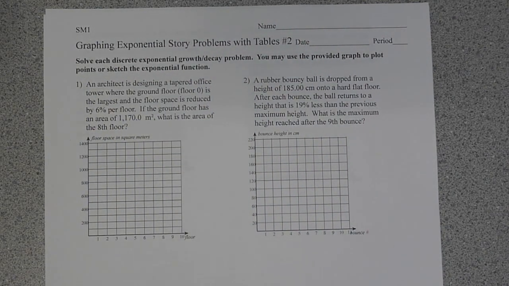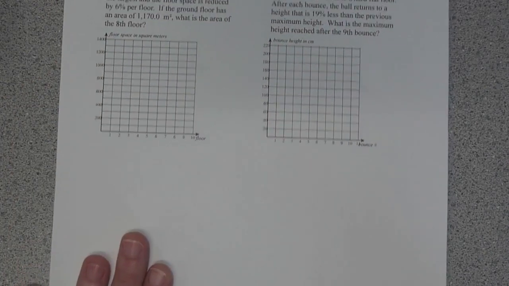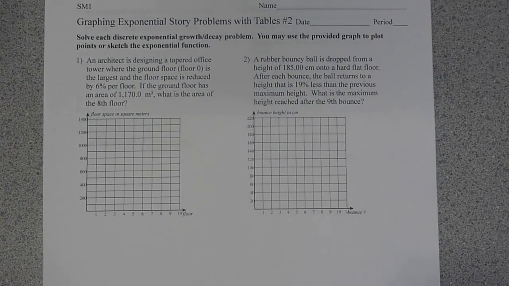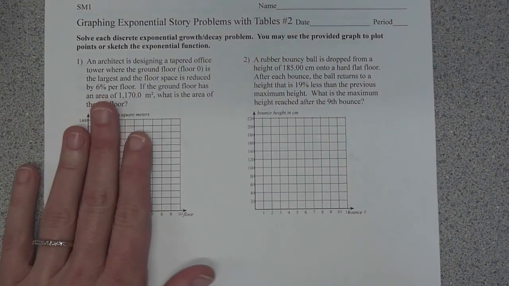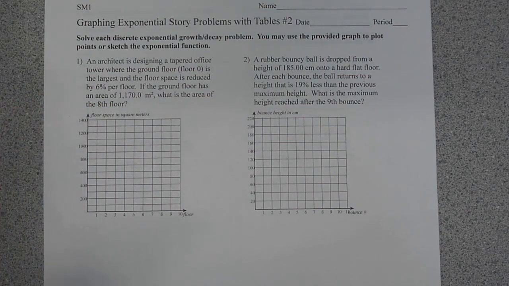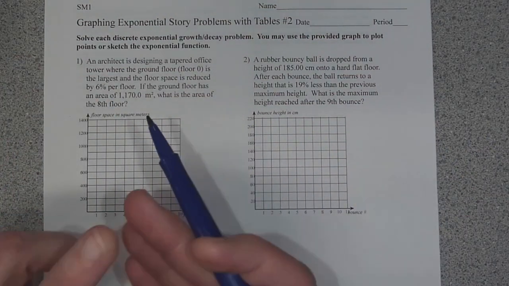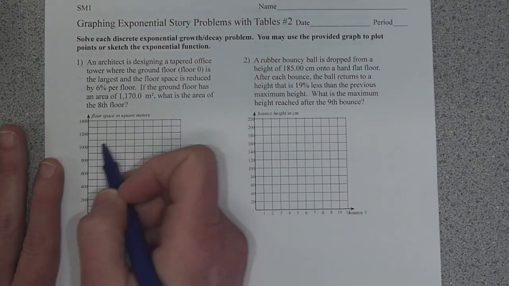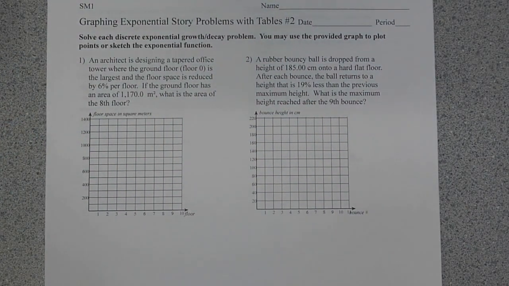Okay, and we are going to be solving this using a table. That's why there's so much space below. So we don't want just the area of the 8th floor. We want the area of the ground floor, floor 1, 2, 3, 4, 5, 6, 7, and 8. So we can fill in our nice graph, and then we can say what the area of the 8th floor is.